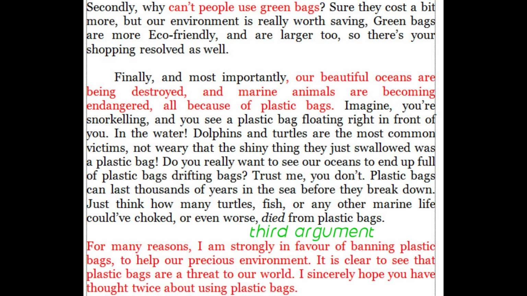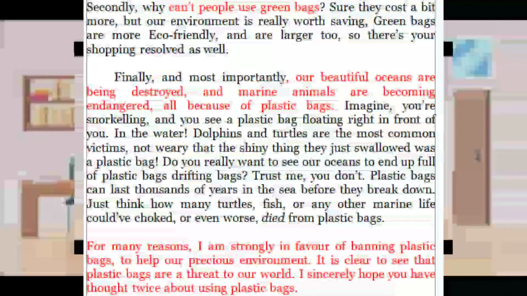Okay, now we go on to the last paragraph. The last paragraph is called the reiteration or the conclusion. For many reasons, I am strongly in favor of banning plastic bags to help our precious environment. It is clear to see that plastic bags are a threat to our world. I sincerely hope you have thought twice about using plastic bags. In this part, the writer restates his position or perspective that we must stop using plastic bags.